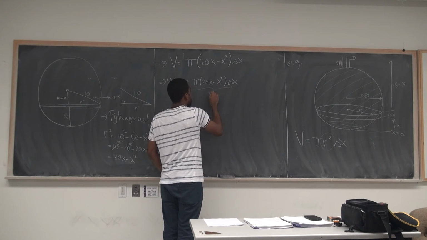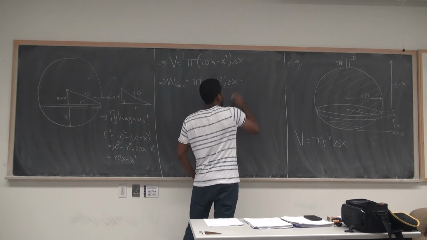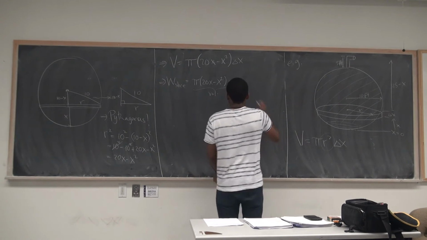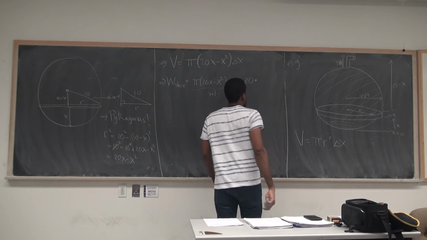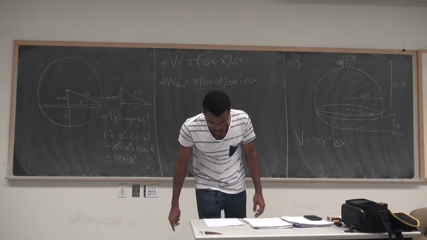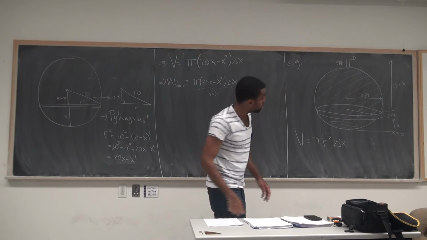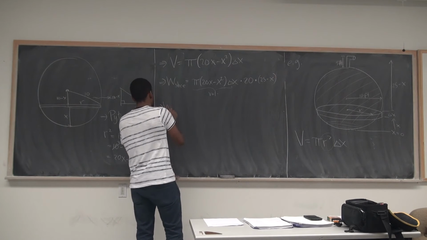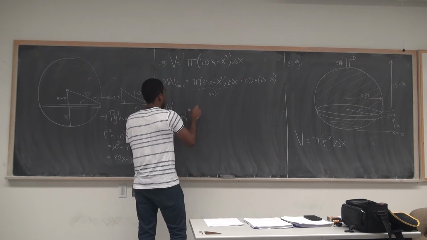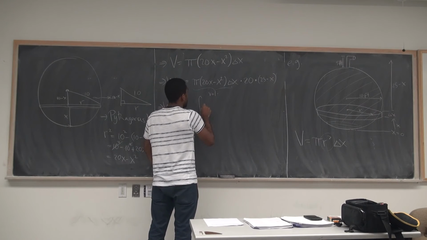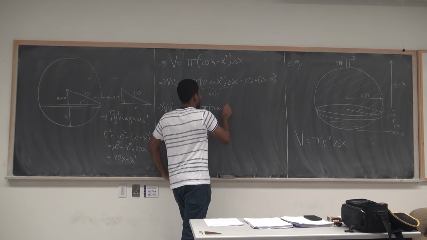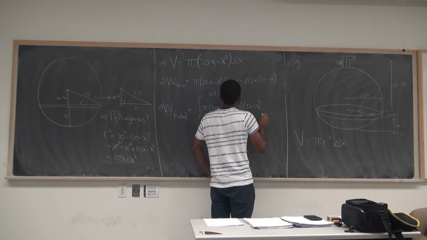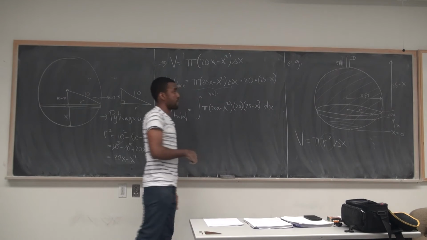This is volume times density. What was the density here? 20 pounds per foot cubed. That's already a force per unit volume. Times distance, which was 25 minus x. This means the total work is the integral of pi times 20x minus x squared times 20 times 25 minus x dx. Limits 0 to 20.